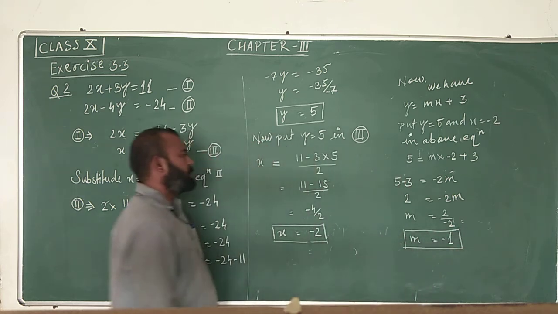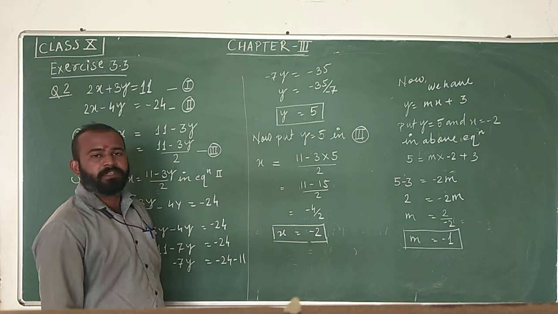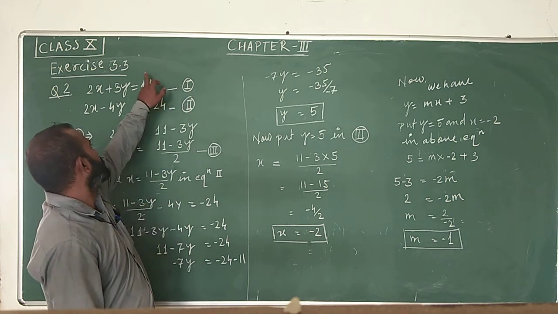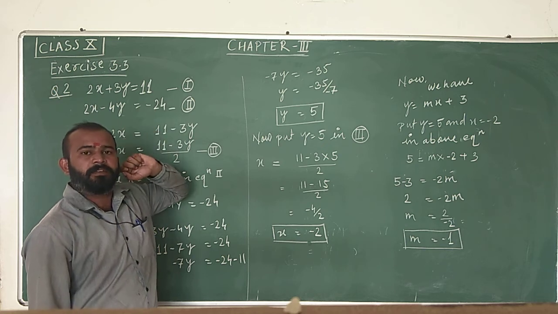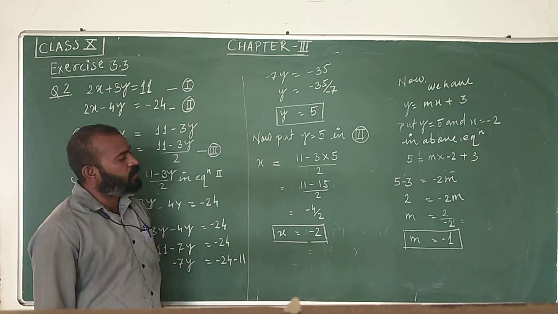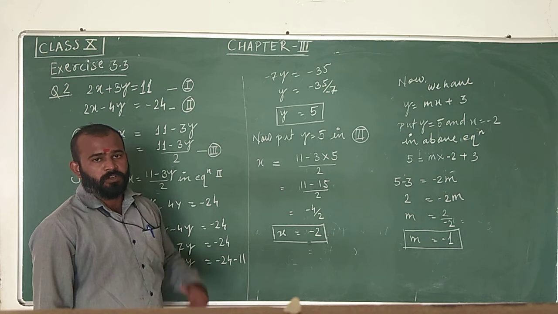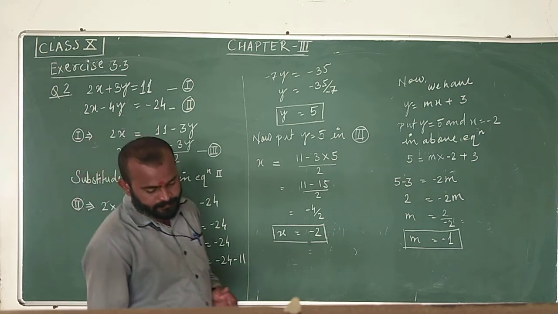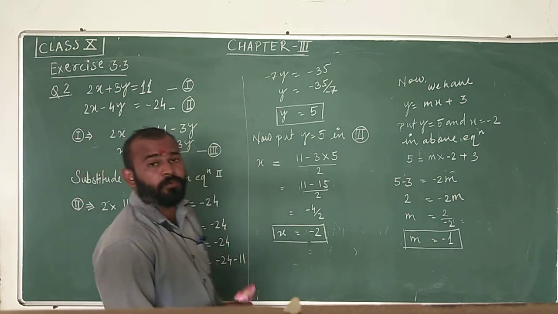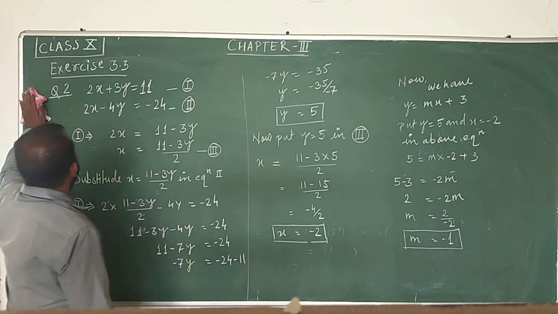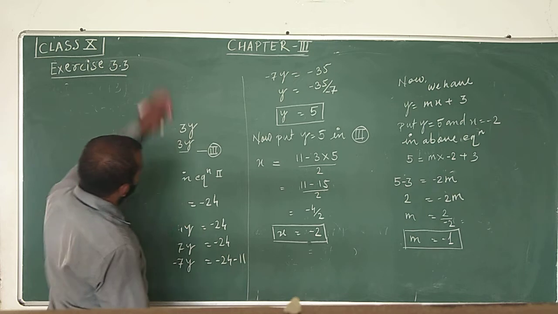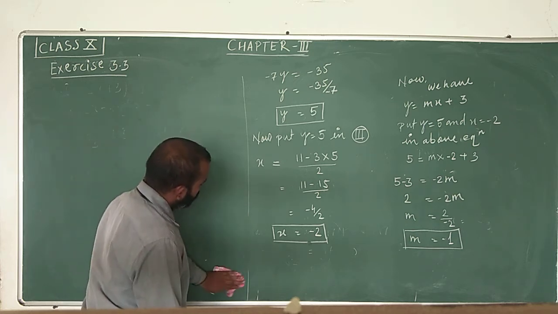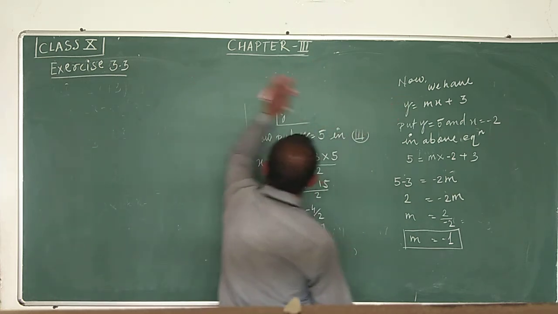Therefore, the value of m is -1 for the given equations. Understand? So this is how we have solved question number 2. Now we move towards question number 3, which has word problems that are very easy and important. So we will see how to solve such word problems.